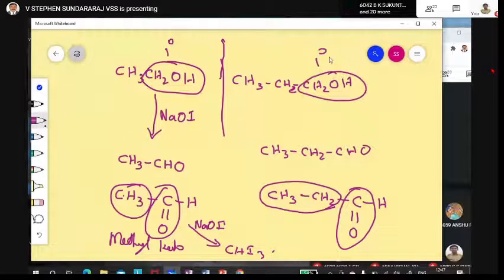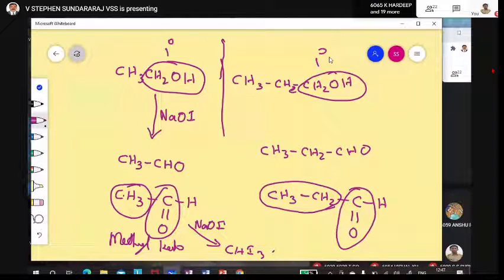I have already given you some methods. The Lucas test, where turbidity will appear: tertiary immediately, secondary a little slowly, primary not forming at room temperature, only by heating. But that is for primary, secondary and tertiary. Here both alcohols I have given are primary alcohols. So how will you distinguish between them? That is why it is so special.